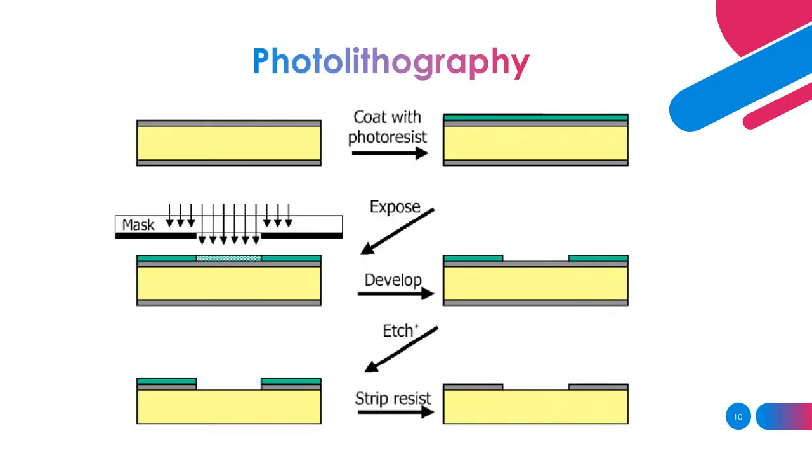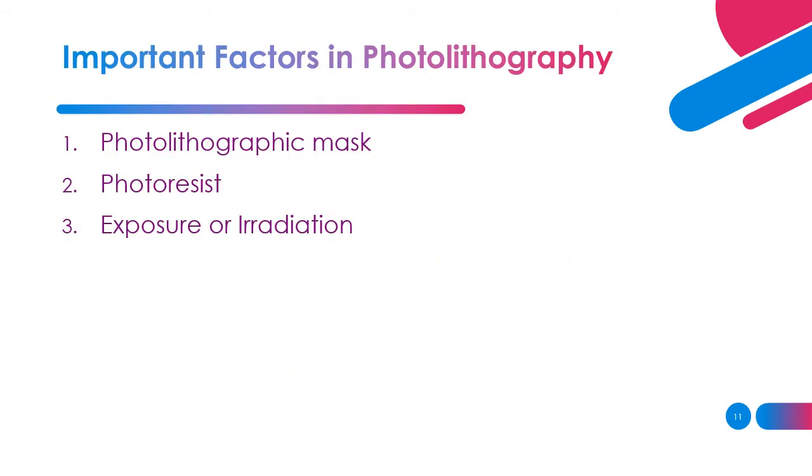After that, the photolithography process will start with the coating of the photoresist. The green part is the photoresist, and then it will be exposed to the UV light, and then it will develop into the circuit that we want to create. Then the etching process will take place, and after that the resist will be stripped to expose the final product. Important factors in photolithography involve the photolithographic mask, photoresist, and the exposure or irradiation process.